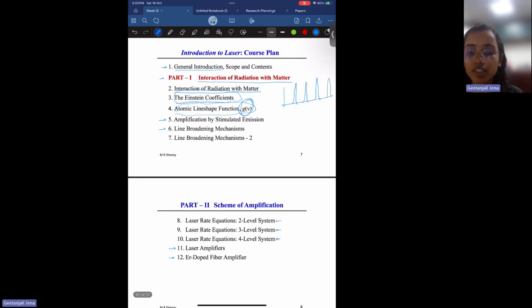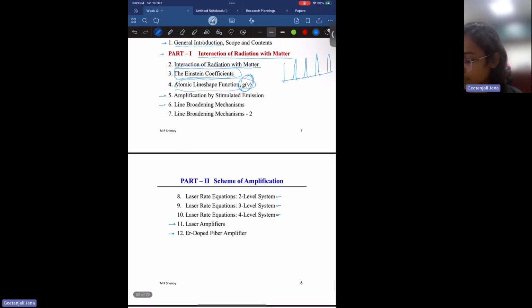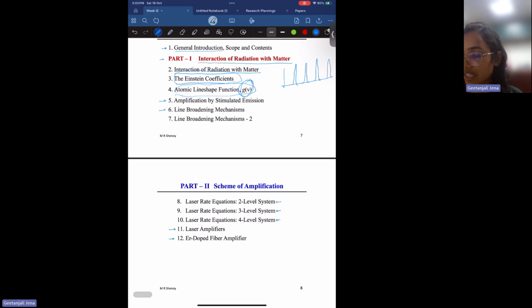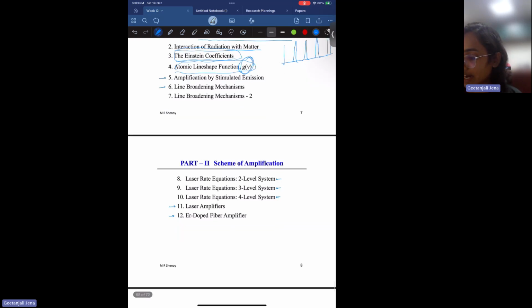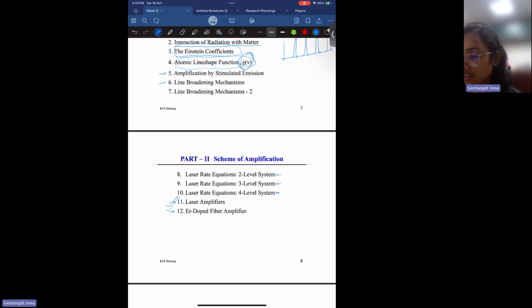We have solved the laser rate equation for different types of system, let's say a 2-level system, or a 3-level system, or the laser rate equation for a 4-level system. And finally, we have seen the laser amplifier, different types of laser amplifier, and specifically we have discussed what is the erbium doped fiber amplifier.